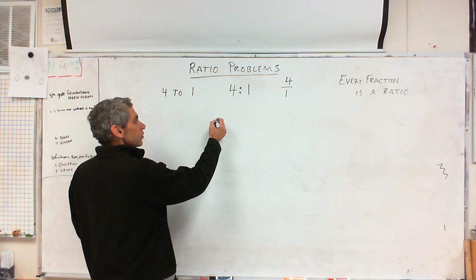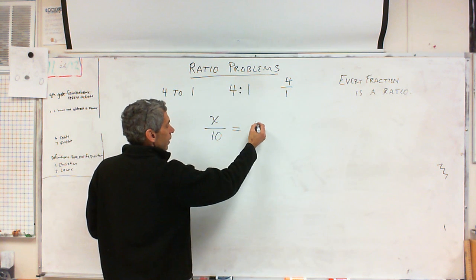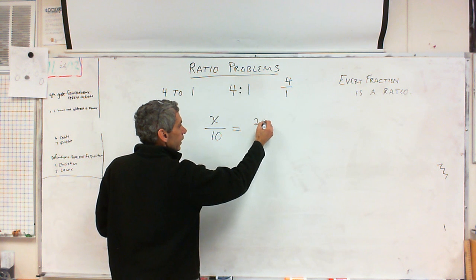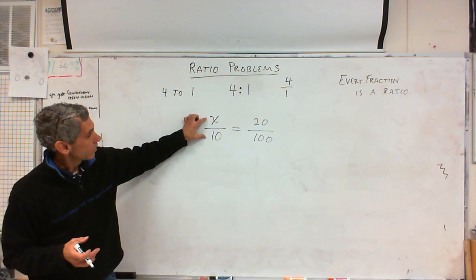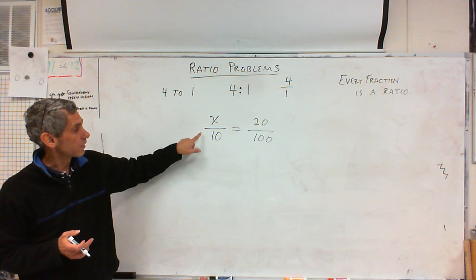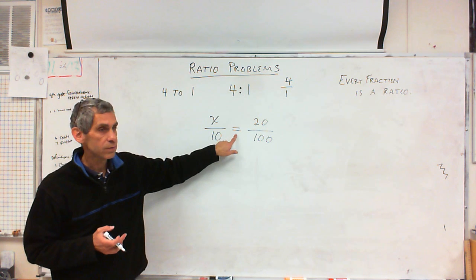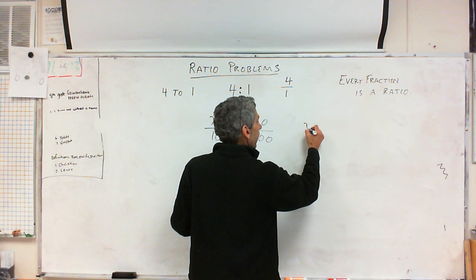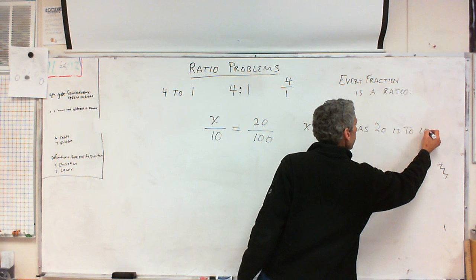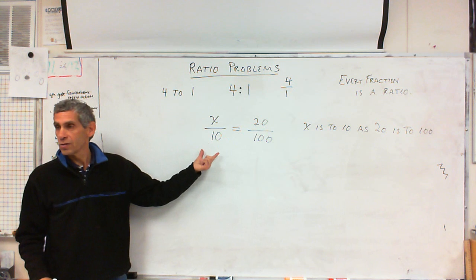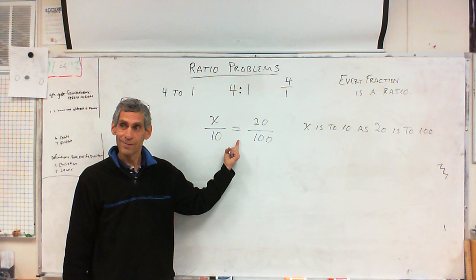A lot of times you'll see something like this. You'll see x over 10 is equal to, I don't know, 20 over 100. I'll keep it simple for now. All right? So this is a ratio. X is to 10. This is how you'd actually say this: x is to 10 as 20 is to 100. I'm going to write that down. X is to 10 as 20 is to 100. This is a ratio, x over 10. This is a ratio, 20 over 100. This is an equal sign, right?